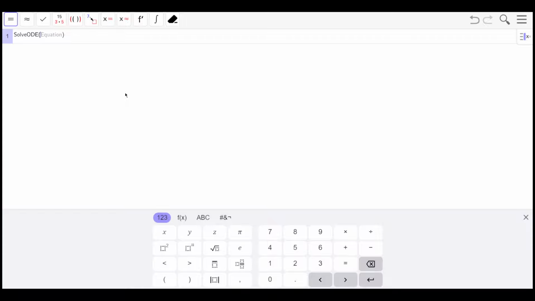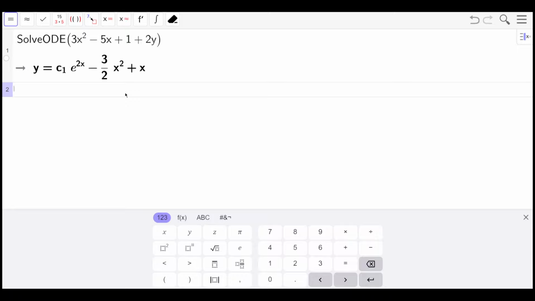So let us do that. I will type 3x to the power of 2, and then minus 5x, and then plus 1, and then plus 2y. Oops, why it came out like that, I don't know. So I go back again, 3x squared plus 1, and then plus 2y. This is your y prime. Yeah, that's correct. So this is the answer to the differential equation we got there, yes?